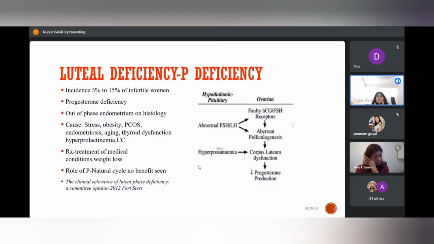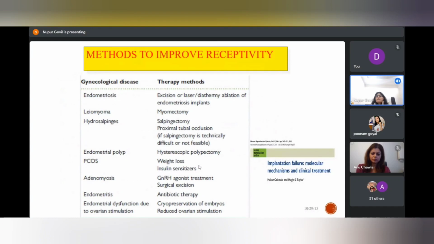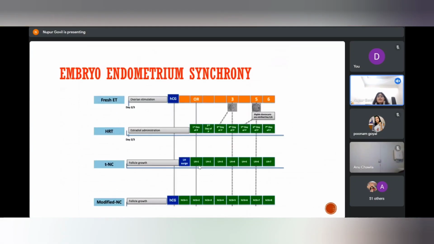In patients who are progesterone deficient, these patients are the ones in whom rescue protocol may be required. Patients who are obese, PCOS, endometriosis, advanced age patients who have thyroid dysfunction, hyperprolactinemia. So these patients are the ones who require more progesterone in their luteal phase support. We need to treat the cause for the impaired endometrial receptivity to improve it, like endometriosis, leiomyoma, and hydrosalpinx.